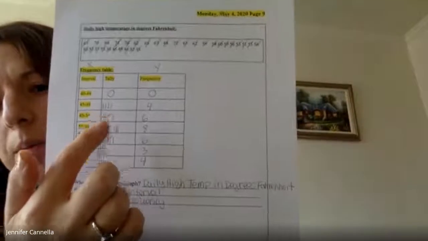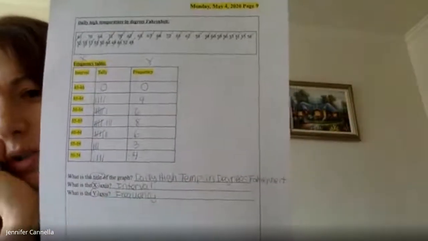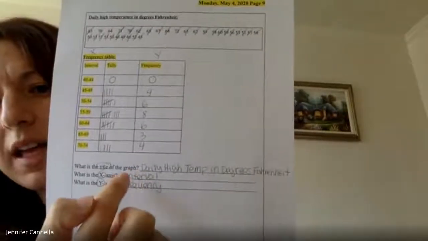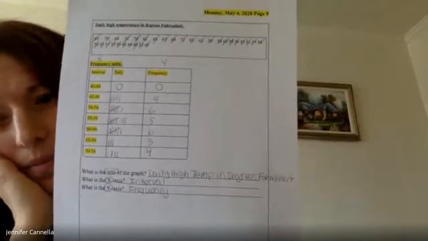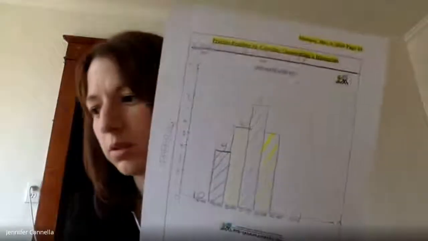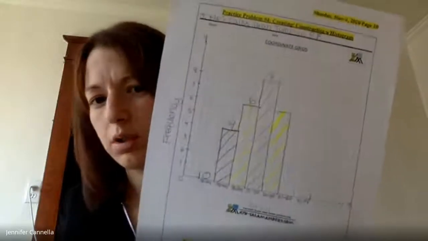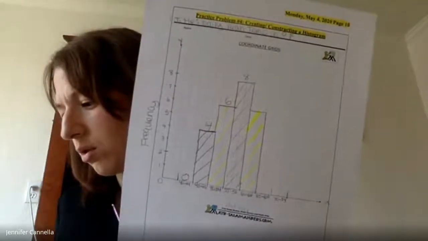So here's what you should have on page 9. All you had to do is put the numbers, the marks, and answer the 3 questions. Remember, every histogram has a title, an x and y axis. Okay, let's move on to what the histogram will look like on page 10 now. You're going to do pages 11 and 12 on your own.